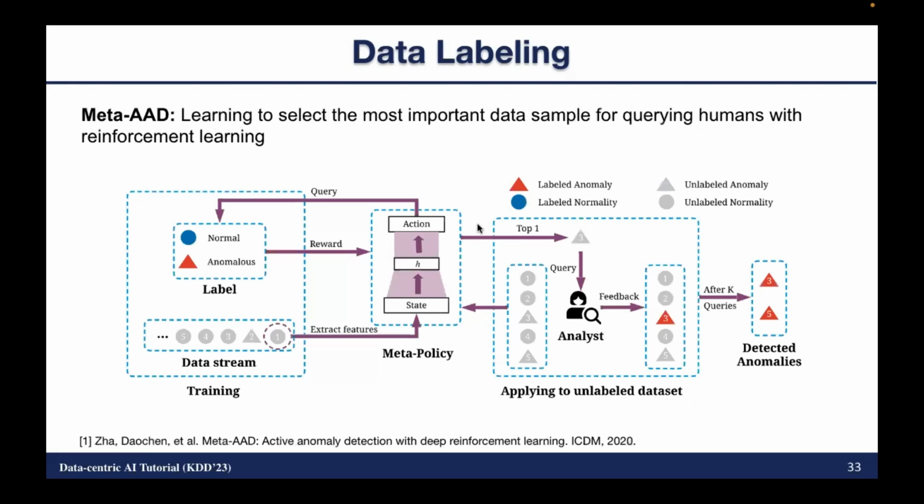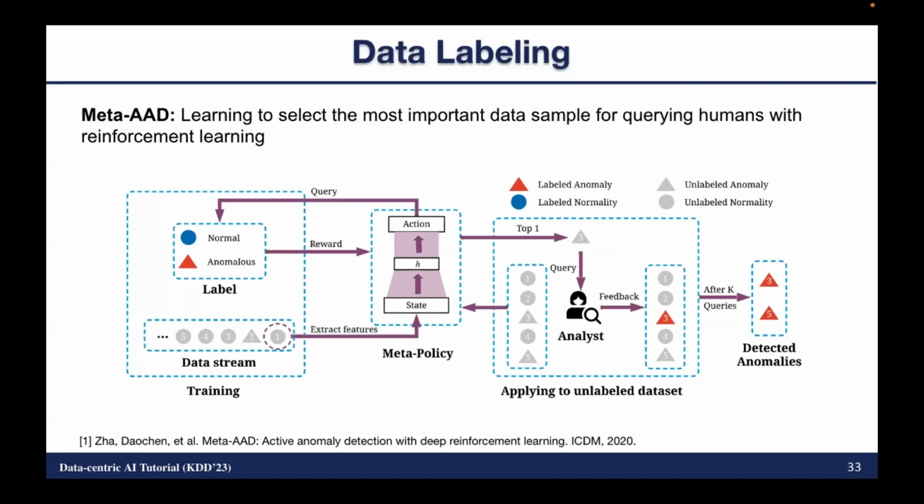So another work, which is actually the work from myself, called Meta-AAD, also leverages reinforcement learning to do the labeling. This work is done on the anomaly detection domain. So the idea is to learn to select the most important data sample for querying humans with reinforcement learning. One challenge in active learning is the whole active learning process, like in each iteration.